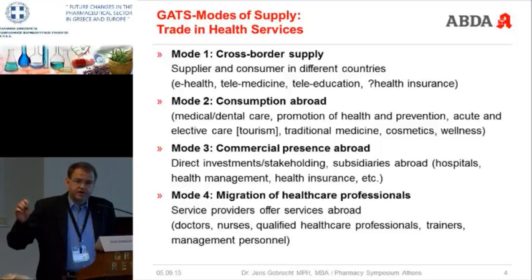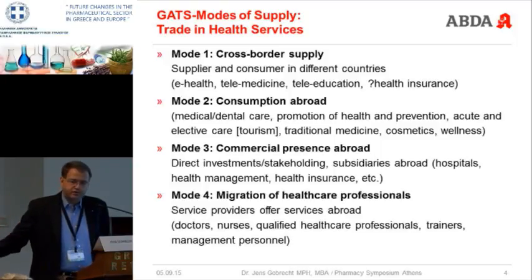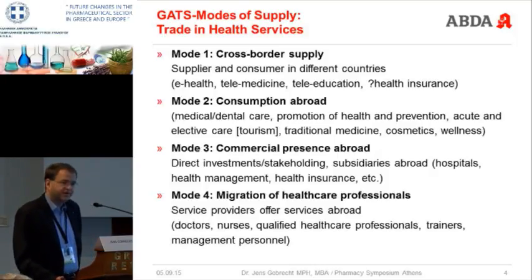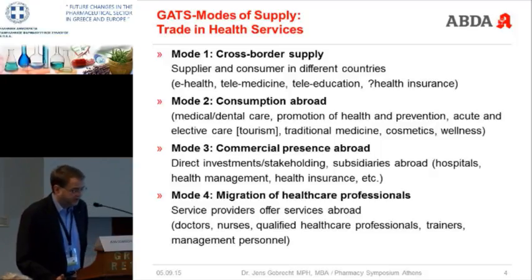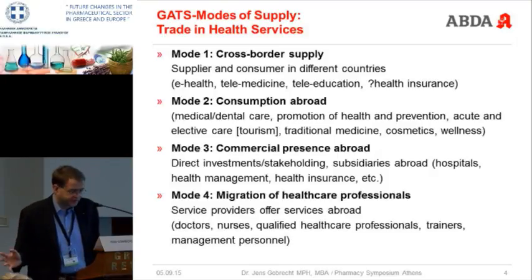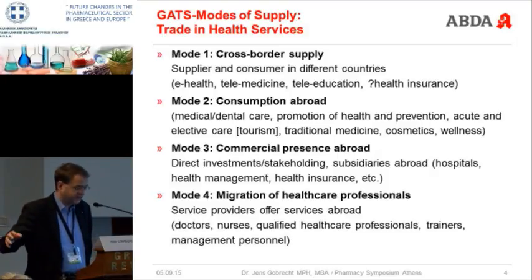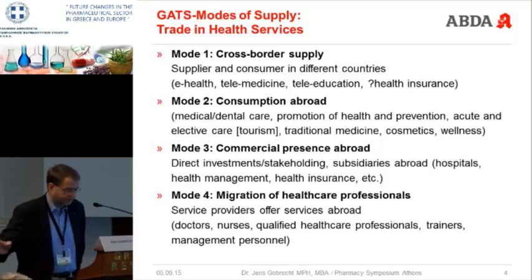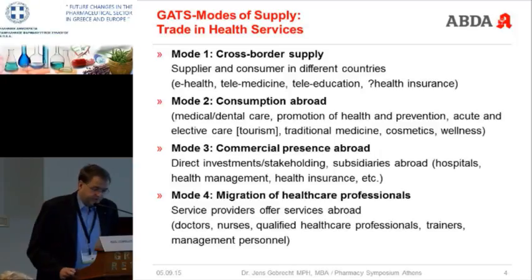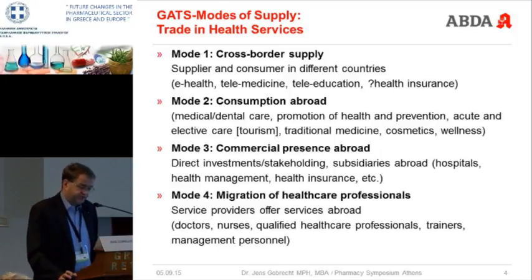Something that a person consumes abroad. The third mode of supply is very interesting. It is commercial presence abroad. This is something like foreign direct investments, stakeholding, subsidiaries abroad, like in the hospital area, health management, and also health insurance. And the fourth mode, also quite known to us, is migration of healthcare professionals. So this can happen in any part of the health system.